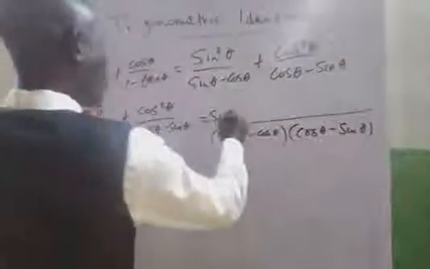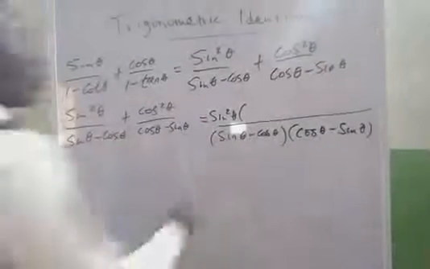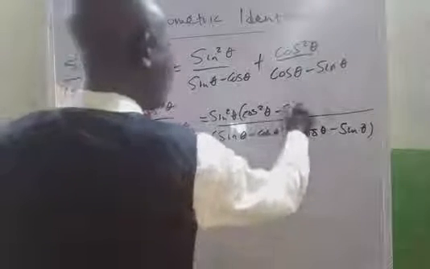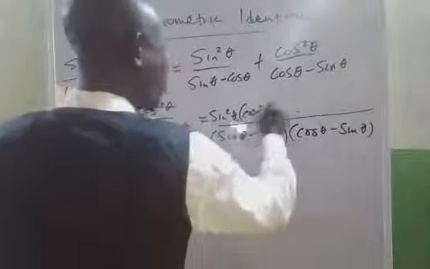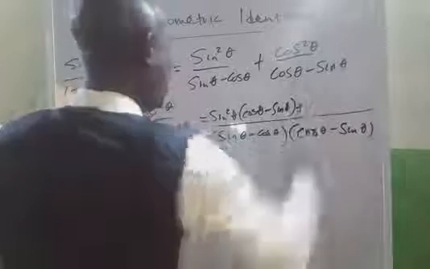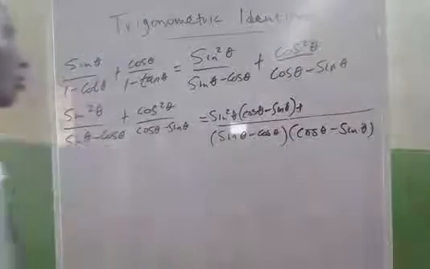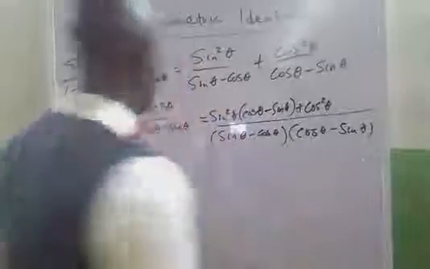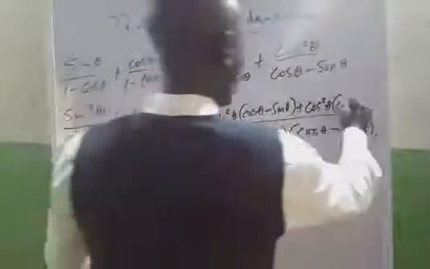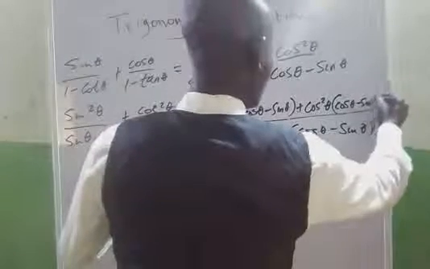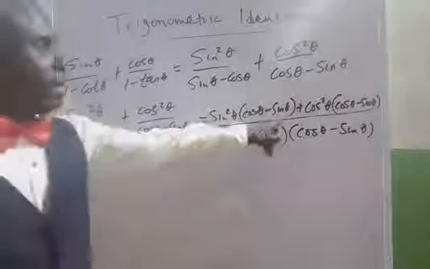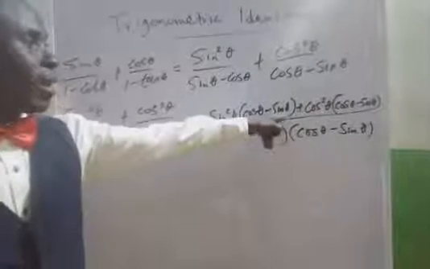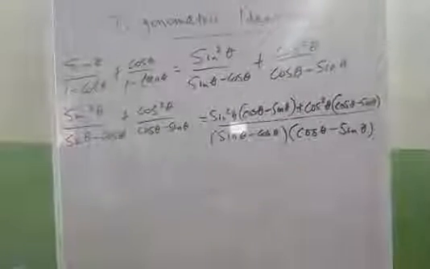So this will give me sin squared theta, bracket cos theta minus sin theta, plus, if this one divides, you'll be left with cos squared theta into bracket sin theta minus cos theta. So if we quickly simplify this, I want to introduce a negative, I'm sorry, hold on.